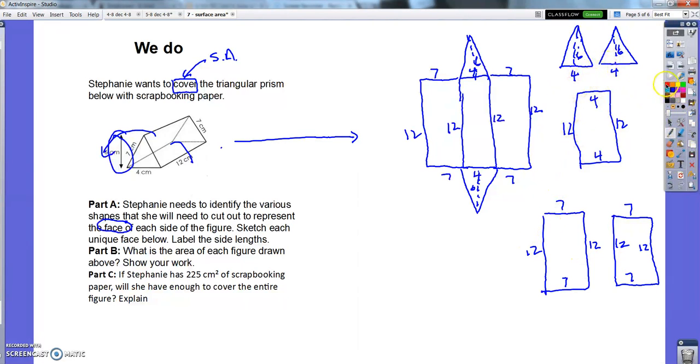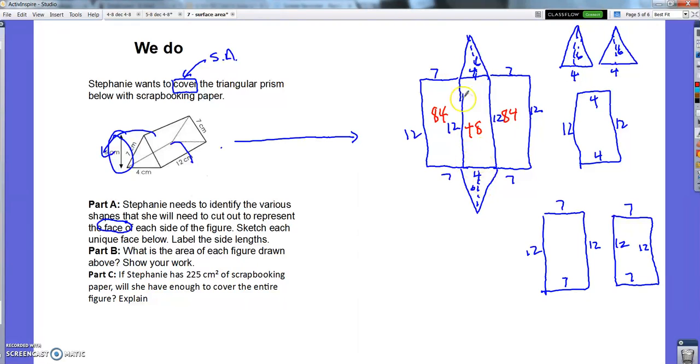All right, so now we need to find the area of each of these. So these are my 7 by 12 sides. 5 times 12 is 60, which means 6 times 12 is 72. So 7 times 12 is 84. So this is 84. This is the same, so this is an 84. Base times height, 7 times 12. The middle one is a 4 times 12. Base times height is 48.